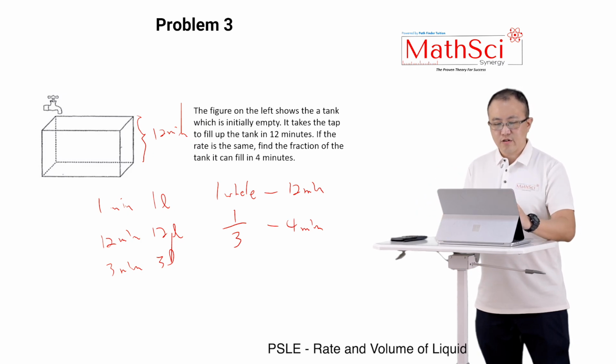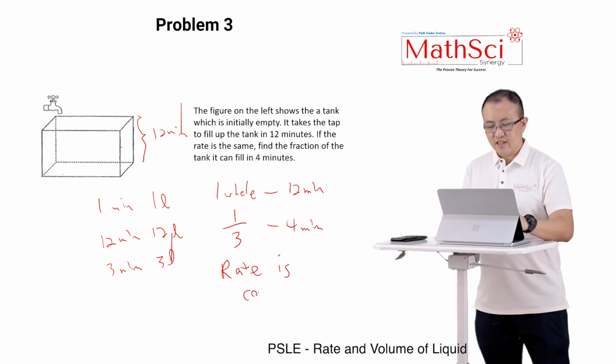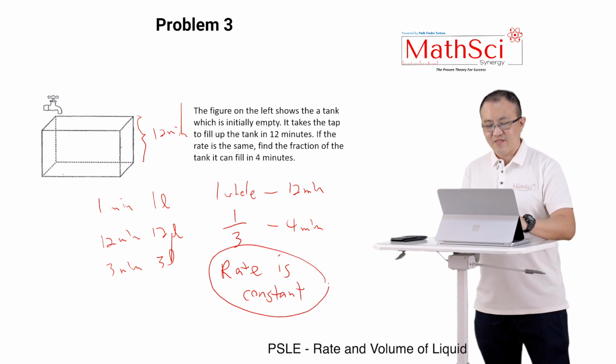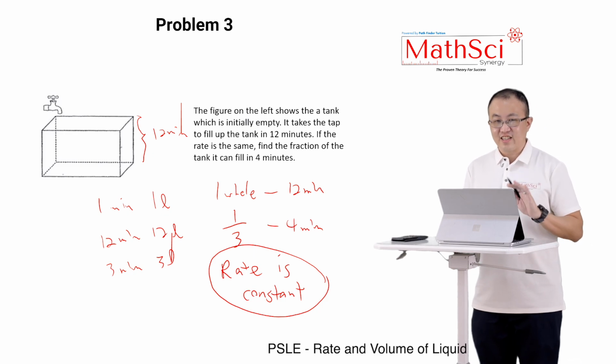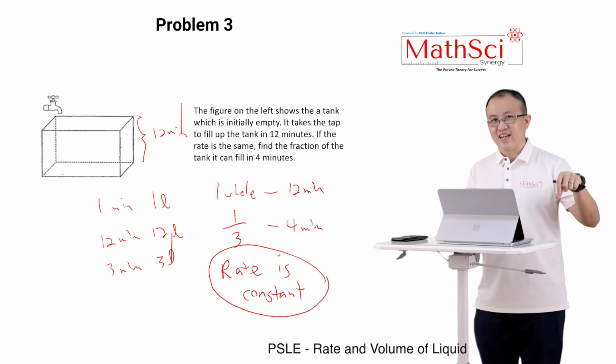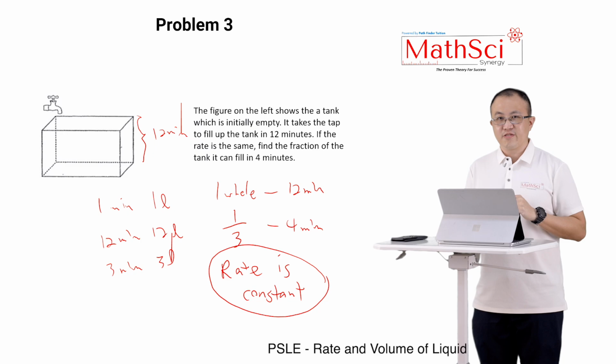Okay, take note, this is only true if the rate is constant. If you anyhow apply it to a non-constant rate one, and then come back to me and say you got it wrong, okay, because this rate must be constant, cannot change. Cannot be that sometimes I turn on more, then I turn on less, because that will actually affect the rate of water flow.